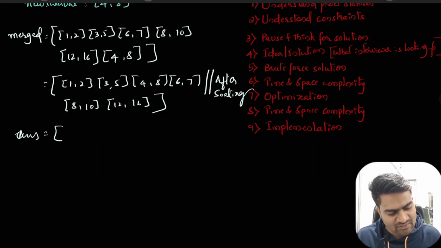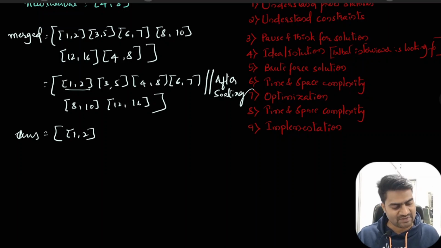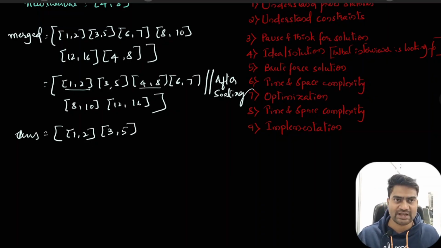Okay, now I will take the first interval and I will put into it. This is my first value. Next I will take 3 and 5. I will check whether it overlaps with 1, 2. No, right? So I will simply push 3 and 5. Okay, then what I will do, I will take the next value, 4, 8.